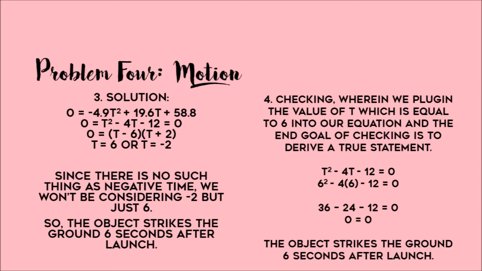So 6 squared is 36. 4 times 6 is 24, keeping the same sign, and then 12 is as is. So 36 minus 24 minus 12 is all equal to 0. So since that is a true statement, our final answer really is that the object strikes the ground 6 seconds after the launch.